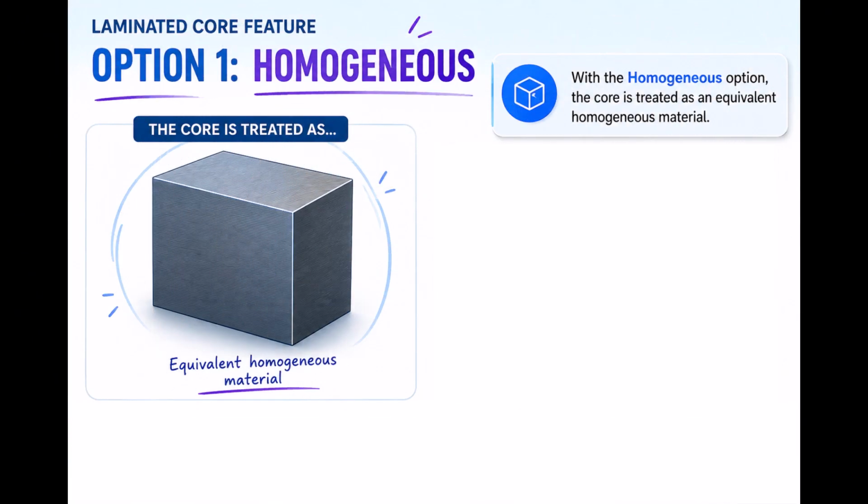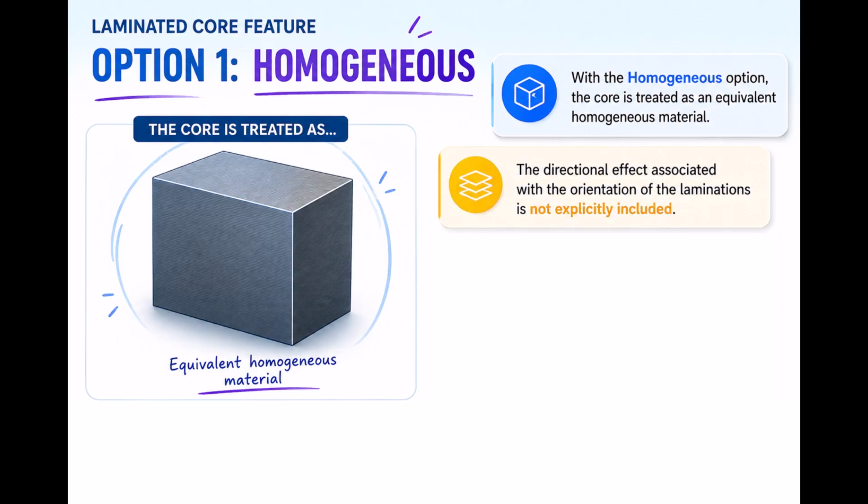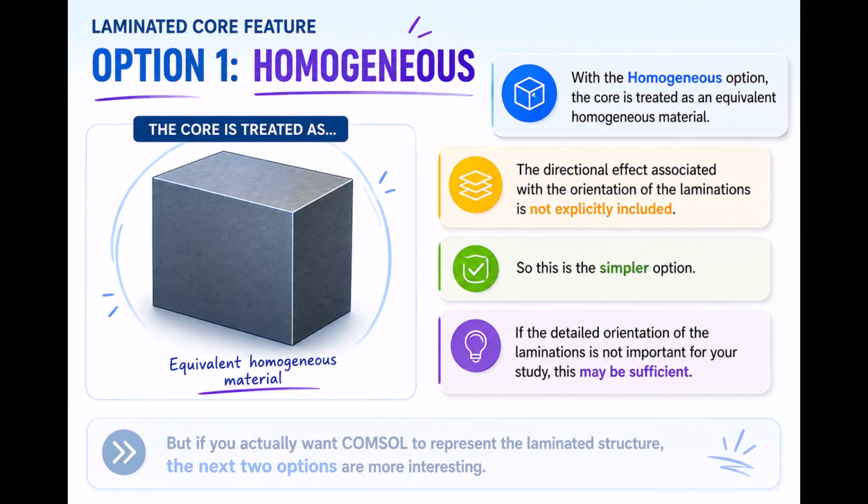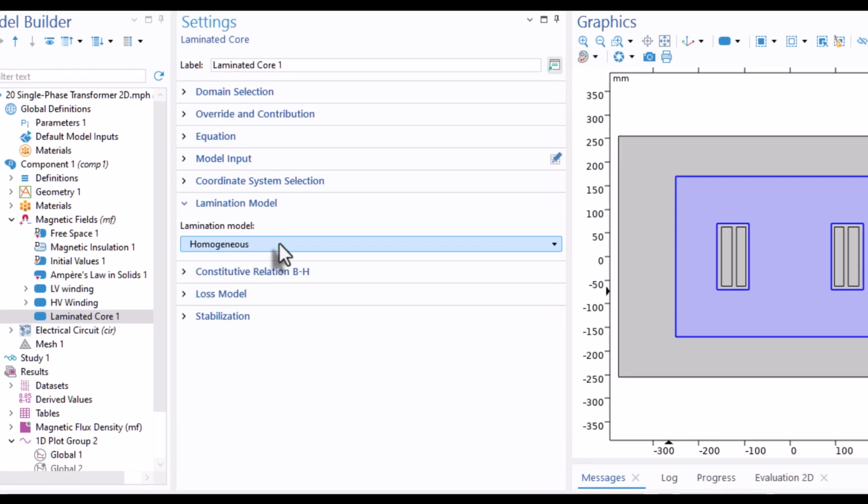With the homogeneous option, the core is treated as an equivalent homogeneous material. The directional effect associated with the orientation of the laminations is not explicitly included. So this is the simpler option. If the detailed orientation of the laminations is not important for your study, this may be sufficient. But if you actually want COMSOL to represent the laminated structure, the next two options are more interesting.